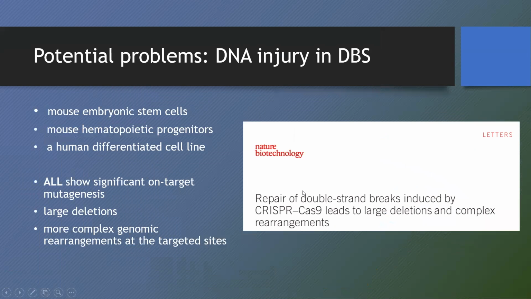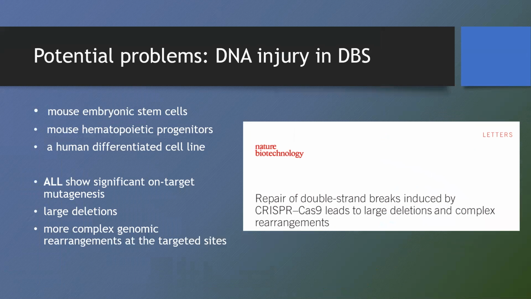The second problem is the DNA damage in DSBs. CRISPR has to break both strands in order to fix it, but recent research has found that the repair of double-strand breaks seems to be imperfect. For mouse embryonic stem cells, hematopoietic progenitors, and human differentiated cell lines, they all show large deletions and more complex genomic rearrangements at the targeted sites. In other words, DNA injury appears in certain situations, and scientists haven't figured out the conditions. This undoubtedly increases the risk of the technique.